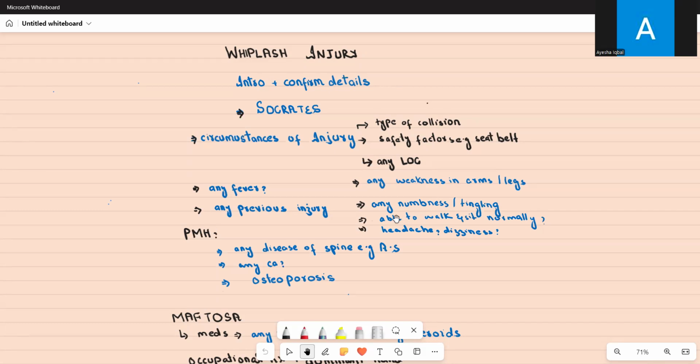Any numbness or tingling, again, a neurological question. Was the patient able to sit and walk normally after the injury, or has there been any change? Are there any changes in the bowel and the bladder?